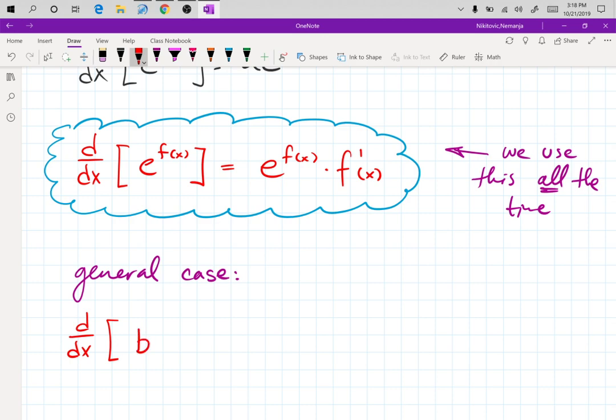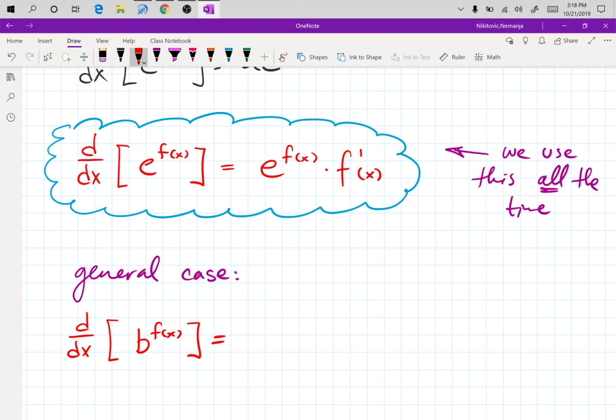That's going to be b to the f of x. See, in this case, your base is not stuck to be e. It could be anything else. So you can have 2 to the sine x. You can have 3 to the x squared plus 7, right? You can have anything, and you still have a function in the exponent. So that's the general case.